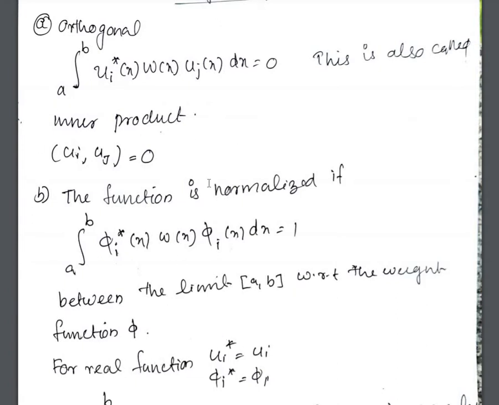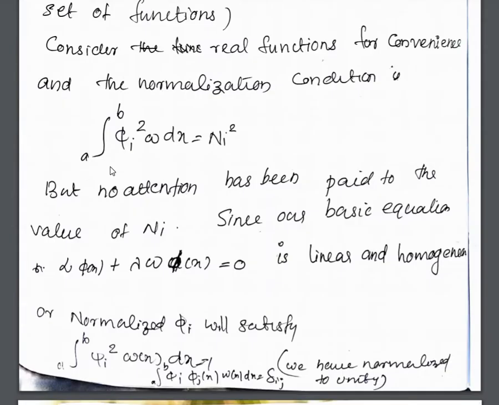For convenience we are considering a real function. At that time ui star is equal to ui and phi i star is equal to phi i. So consider the real case. In that case the integral from a to b of phi i square w dx is equal to ni square. When it is equal to 1 we can say it is normalized.